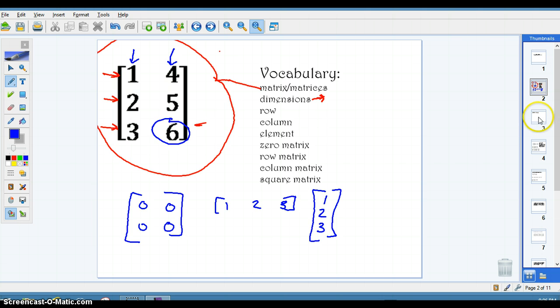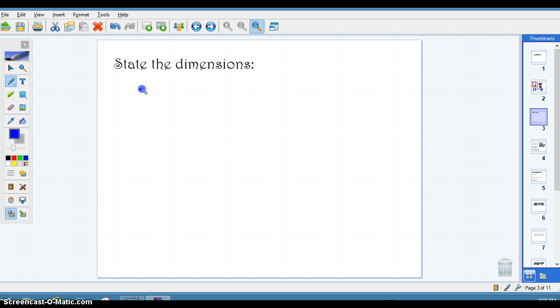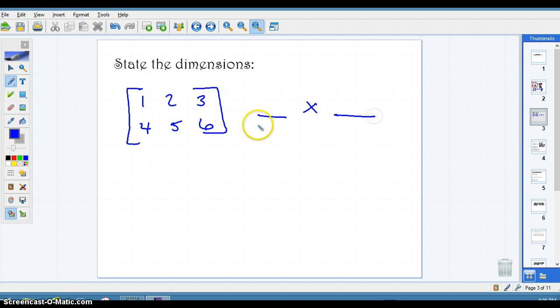Okay? So let's look at a couple and look at their dimensions. On the last one, we had this matrix. Our dimensions, we write something by something. And the first blank is our rows, and the second blank is our columns.